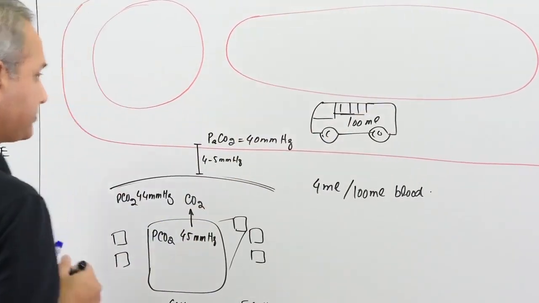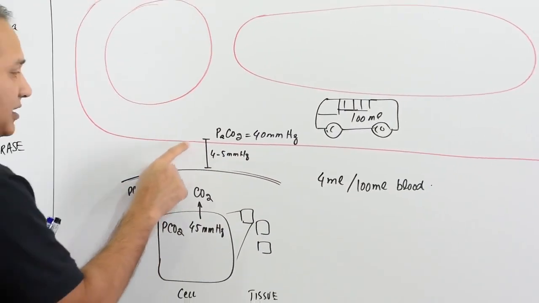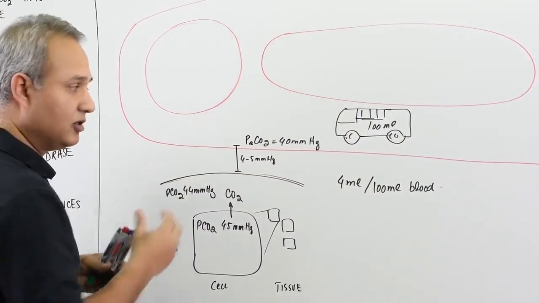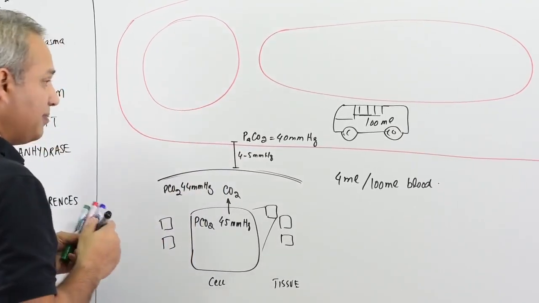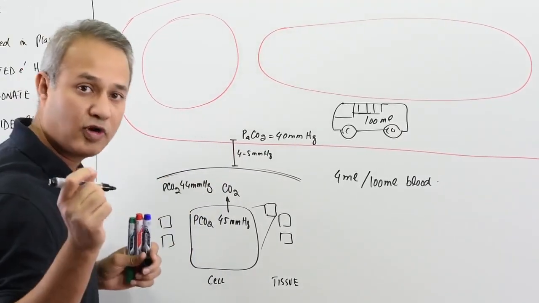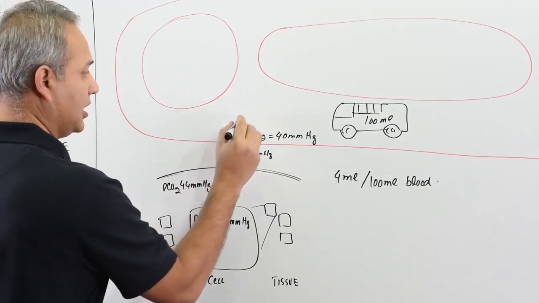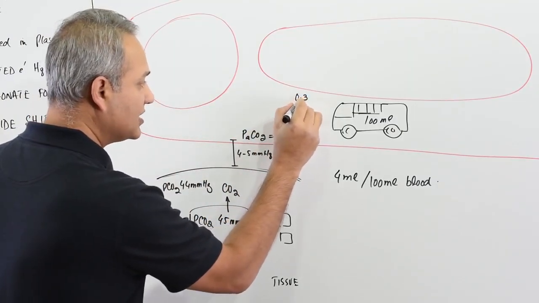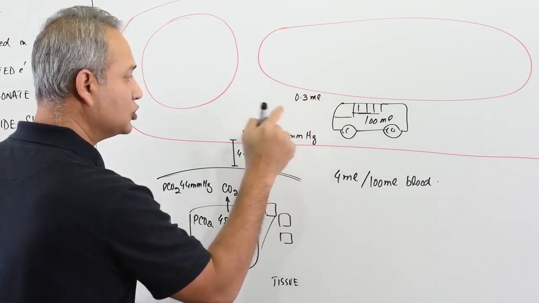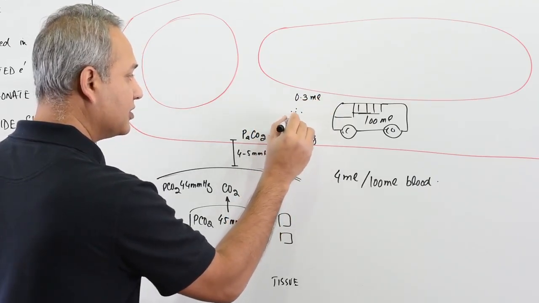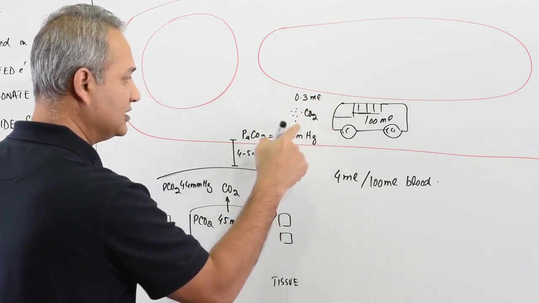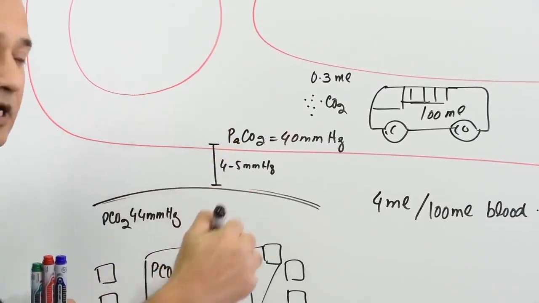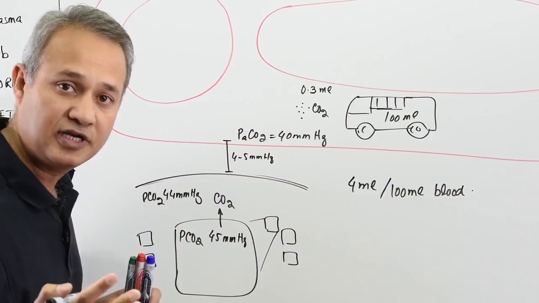So a 100 milliliter chunk of blood will carry 4 milliliters of carbon dioxide from the tissue to the lungs. Okay, so now let's see, when the carbon dioxide reaches the plasma or reaches the blood, about 0.3 milliliter becomes dissolved in here. So this carbon dioxide is dissolved. This is the first form, dissolved in plasma. How much? About 0.3 milliliters.